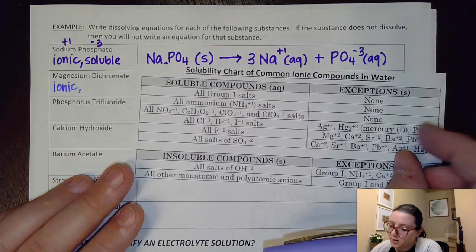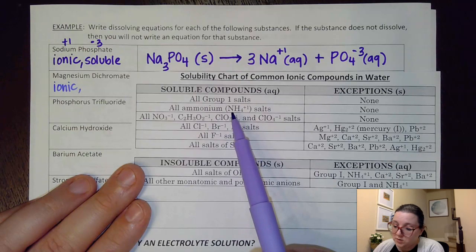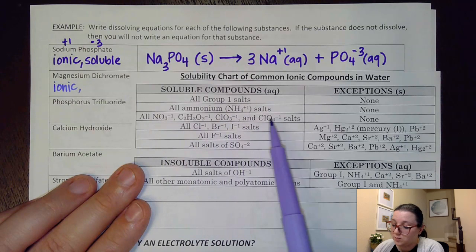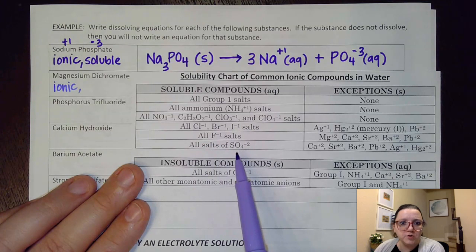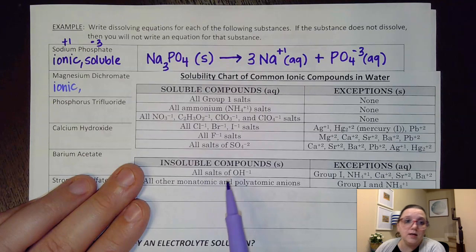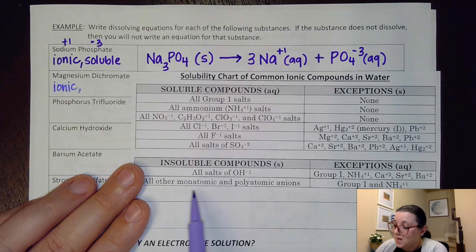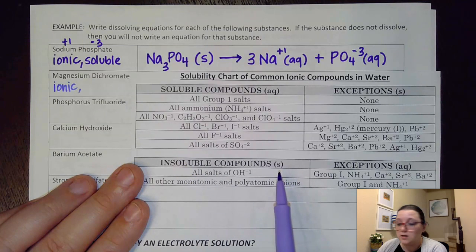Now, this is one where if I start working through these rules, I don't have a group 1, I don't have an ammonium, I don't have a nitrate, acetate, chlorate, or perchlorate. I don't have a chloride, bromide, or iodide. I don't have a fluorine. I don't have sulfate. So then I come down here to this bottom half of the chart. I don't have a hydroxide. So basically what that means is that everything else is insoluble. It would not dissolve. It would make a solid precipitate.